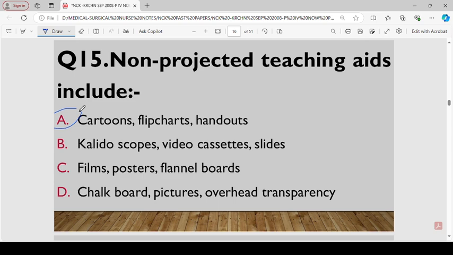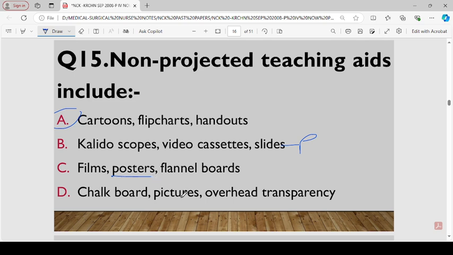The flip charts, the handouts. We also have pictures, flip charts, posters, handouts, panel boards, which are classified as non-projected. Like here, for option B, kaleidoscopes and so on, all these are projected forms, right? That makes it wrong. Here the films are projected, so posters are only the non-projected.